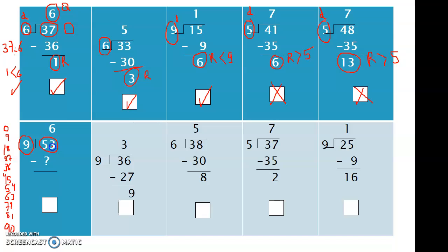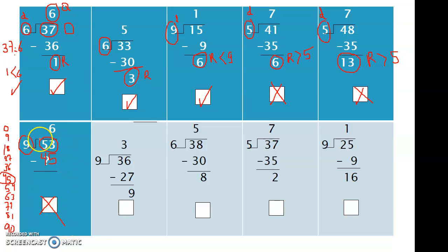Which number is very close to 53 and less than 53? 45. So we have to write under 53 which number? 45, which is very close to 53. Up we have to write which number in table 9 gives us 45? 9 times which number? 9 times 5 equals 45. So here it has to be 5, not 6. So is this operation correct? No, it's wrong.